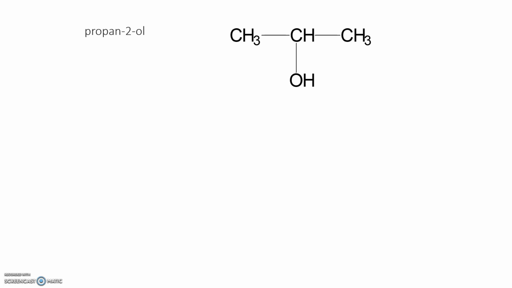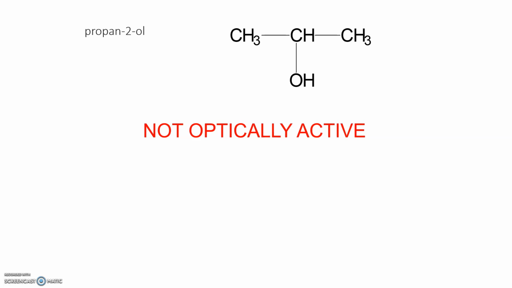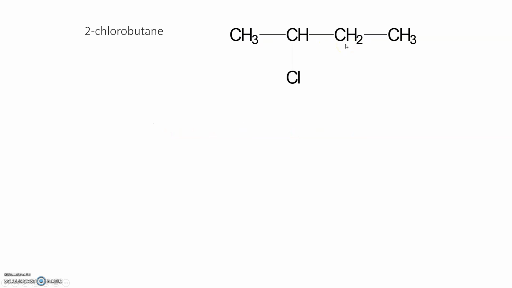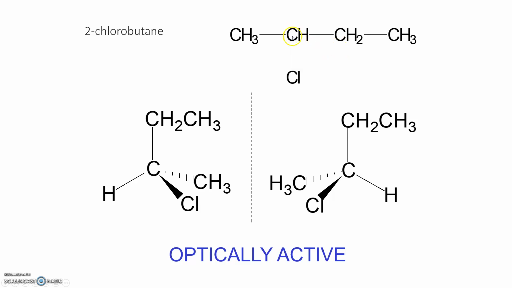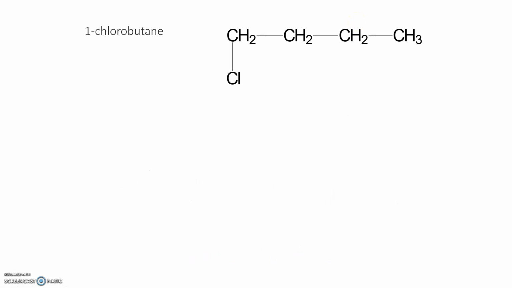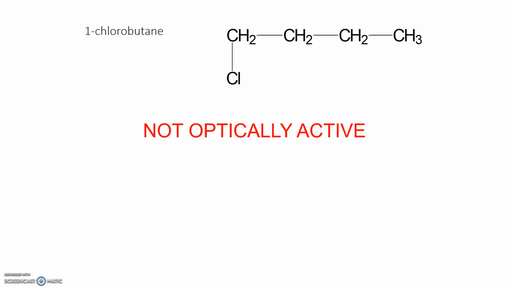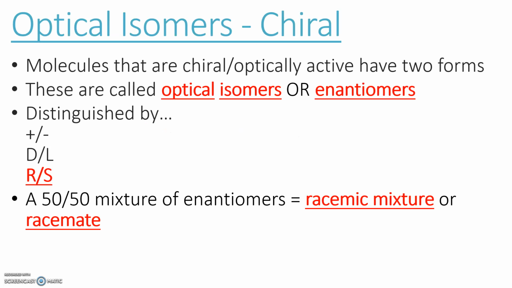Here's an example. Is this molecule optically active? The answer is no, because the carbon has two of the same thing attached to it, CH3 and CH3, so it's not optically active. How about this one? This one is optically active because this carbon atom has 1, 2, 3, 4 different things attached to it. This one is not optically active. There are no carbons with 4 different things attached to them. That should give you an example.